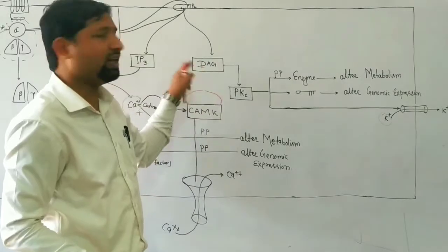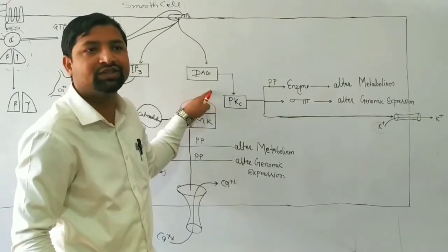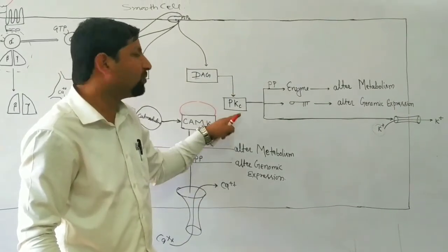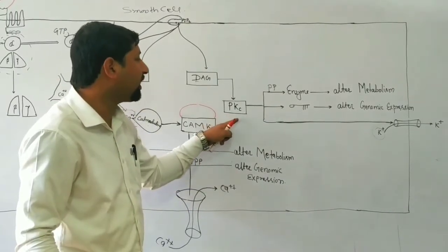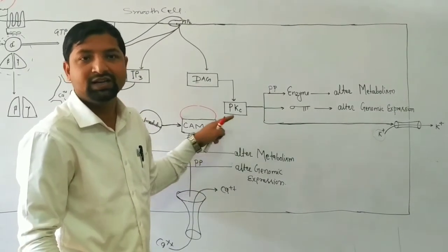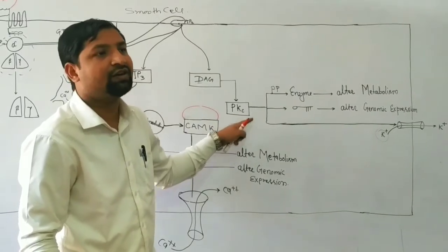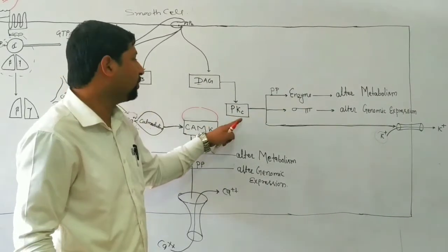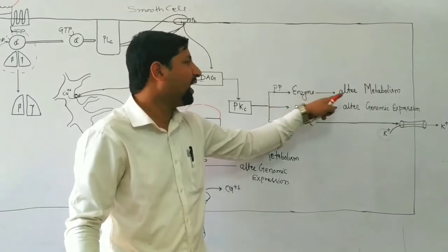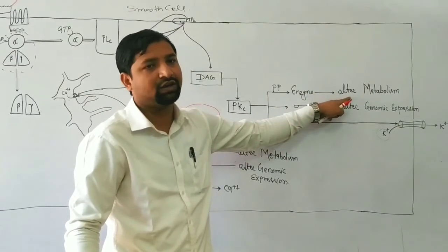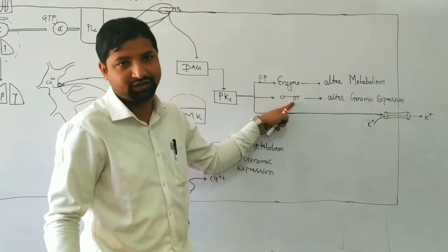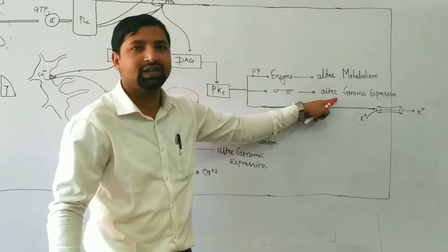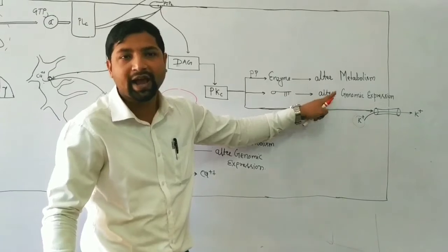Now DAG, the other secondary messenger. DAG will stimulate the protein kinase C enzyme, and when protein kinase C is stimulated, it is responsible for further phosphorylation. So this will phosphorylate enzymes and be responsible for the alteration of metabolism, and it will also phosphorylate transcription factors and be responsible for the alteration of genomic expression.